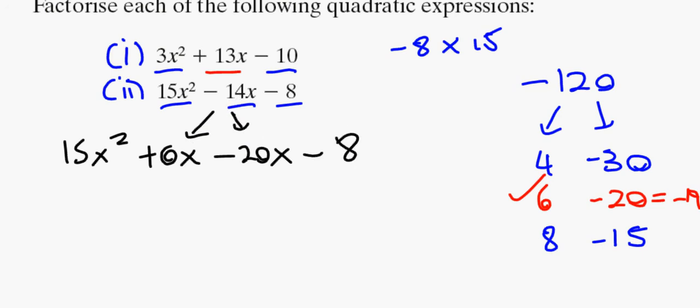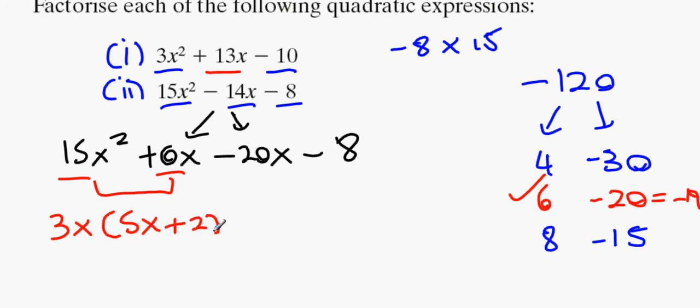Let's take out what it has in common. Take out 6 and 15. What's the highest common factor of 6 and 15? The number 3 divides into them both, so 3. They both have x in common. So what we can do here is 3x into 5x plus 2.